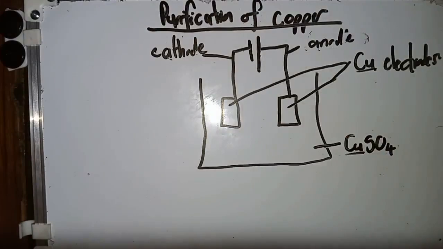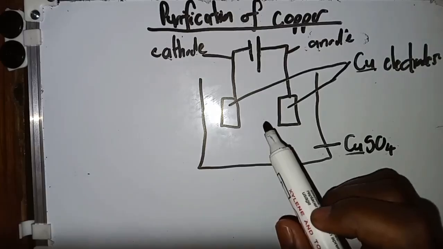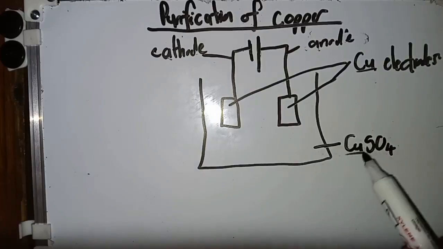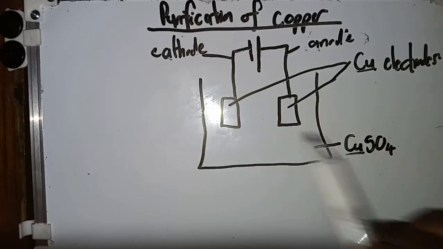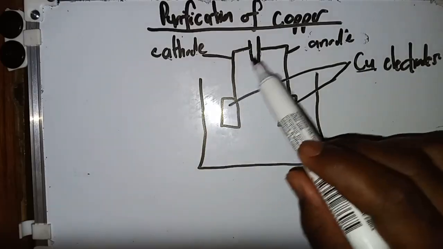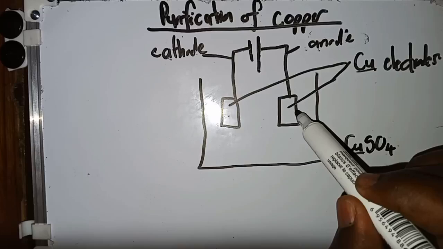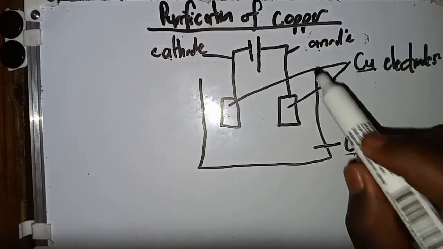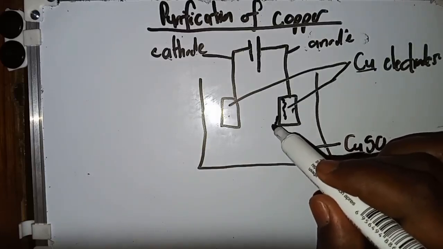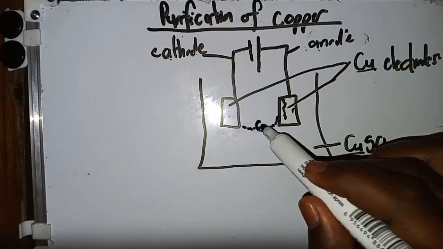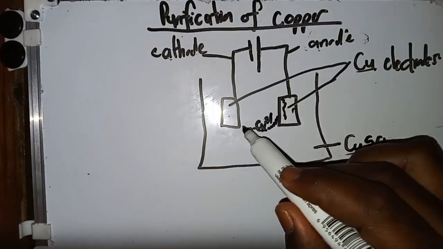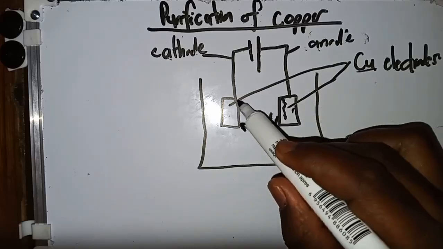So what happens here in purification of copper? If we do electrolysis of a metal sulfate using that metal as electrodes, this is what happens. This electrode is copper, this is copper. The anode dissolves. This copper, in simple terms, dissolves and floats towards the cathode, and it coats the cathode.